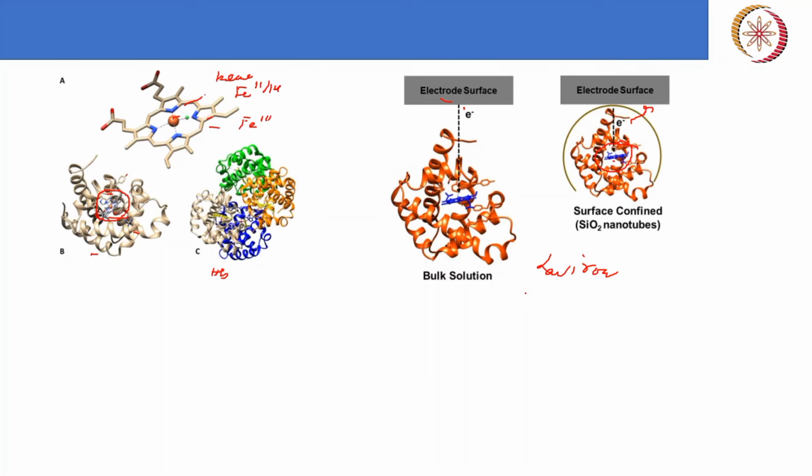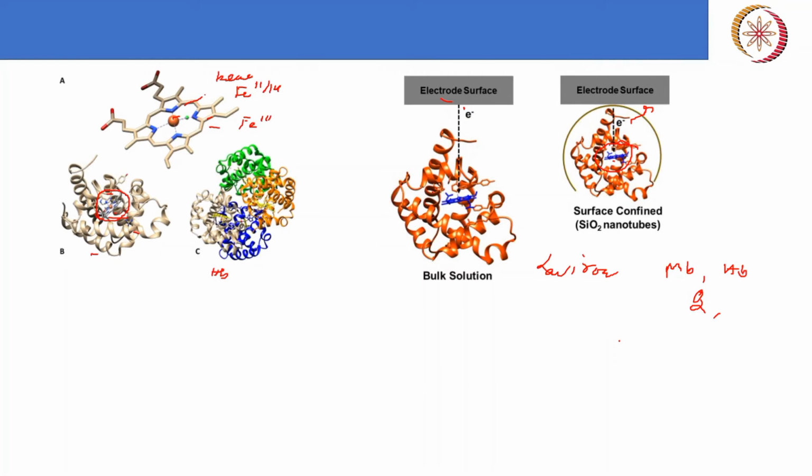And as we all know, myoglobin and hemoglobin are oxygen carriers. They can carry oxygen from the lungs through the blood, and transfer the oxygen to your tissue cells. So from this kind of application, people get the idea that this kind of enzyme can be used in energy storage as well as a redox mediator.